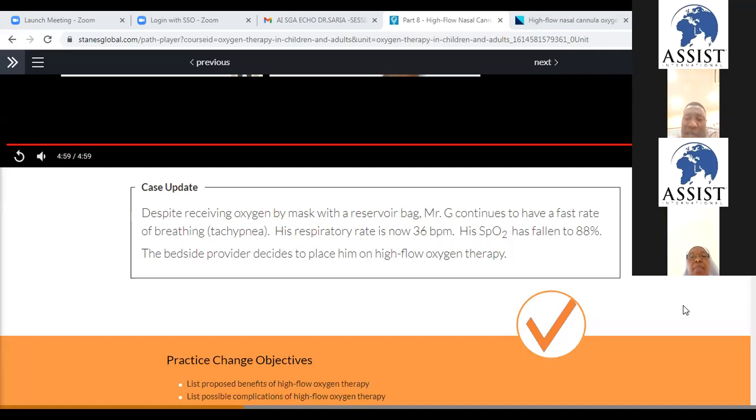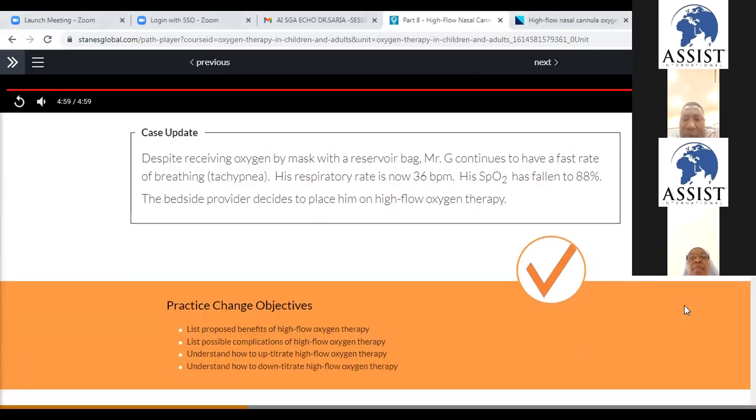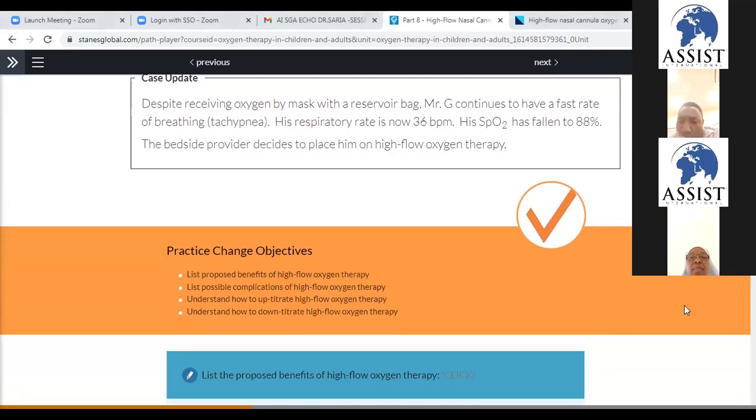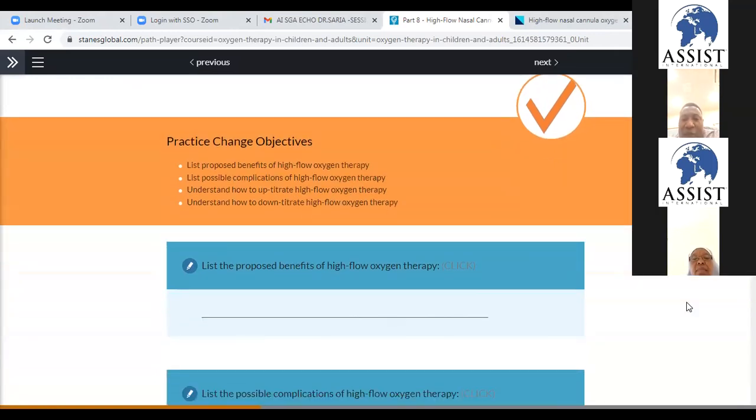So this is just the second part of our discussion. We're going to see what are the benefits of high flow oxygen therapy and what are the possible complications of high flow, and how to titrate oxygen therapy. So, all right, we are proceeding with the question. The question is, list the proposed benefits of high flow oxygen therapy. So what do you think are the benefits of using the high flow oxygen therapy? From the video we have seen, what are the benefits?